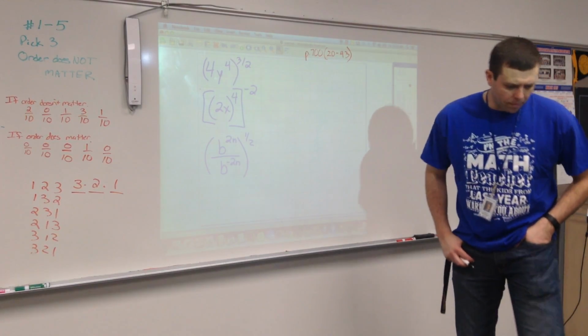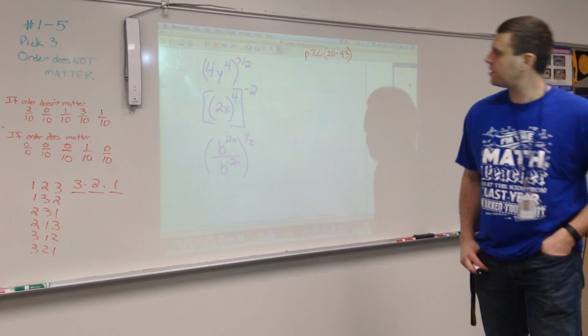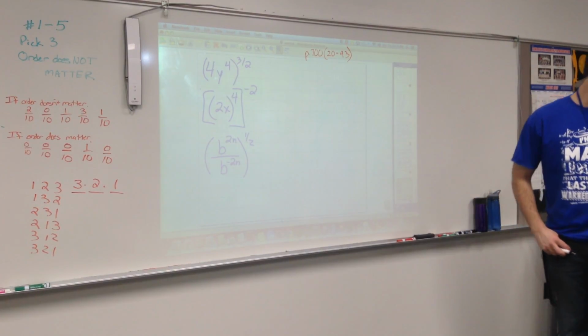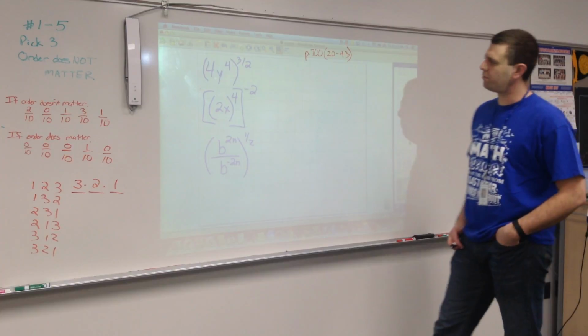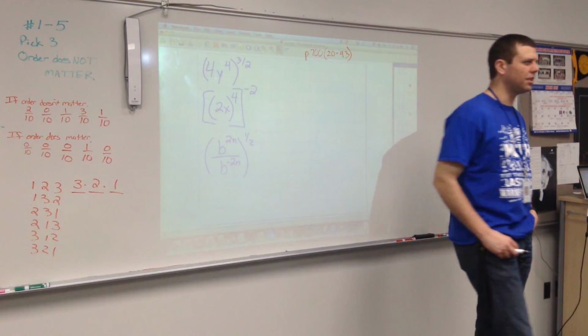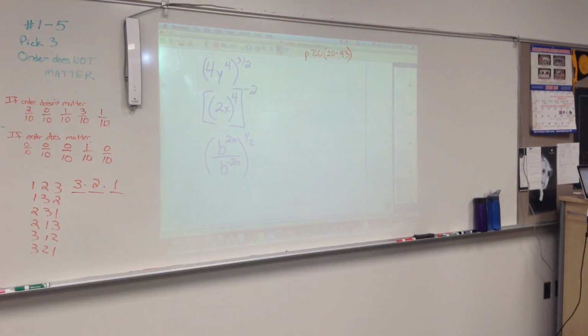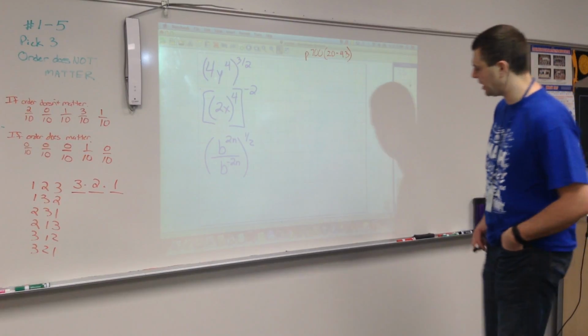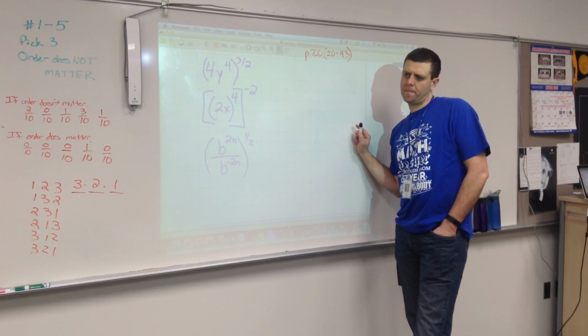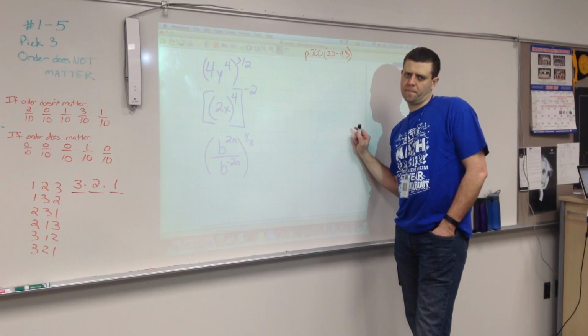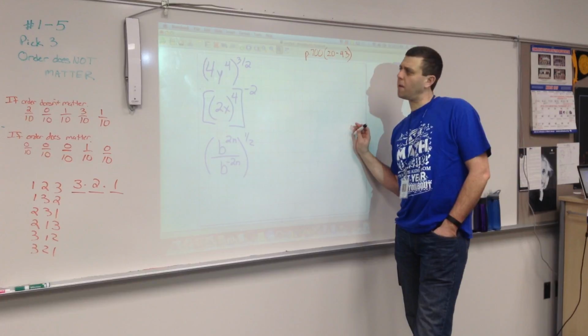This is problem number 38. 4y to the 4th raised to the 3/2 power. I see a lot of different ways to potentially do this one. What thoughts might you guys have if you see this? You want to take a guess? Just want to hear me go.